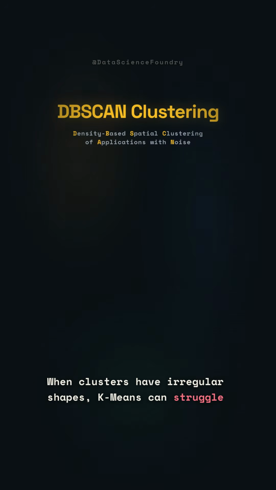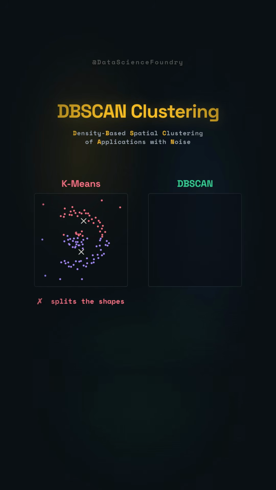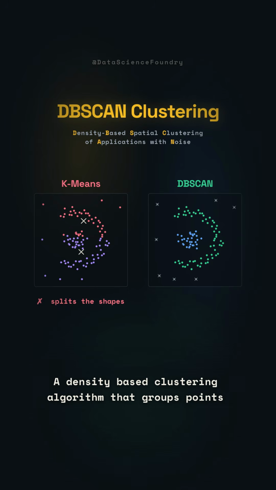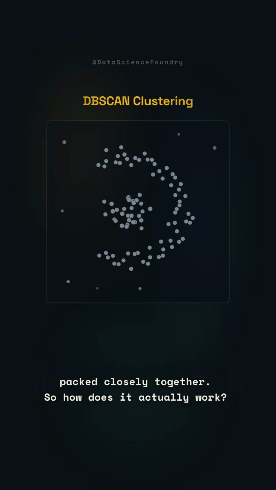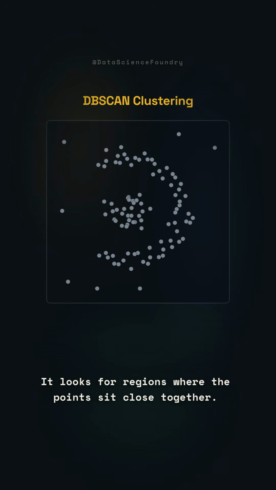When clusters have irregular shapes, k-means can struggle to separate them correctly. That's where DBSCAN comes in, a density-based clustering algorithm that groups points packed closely together. So how does it actually work? DBSCAN builds its clusters around density. It looks for regions where the points sit close together.